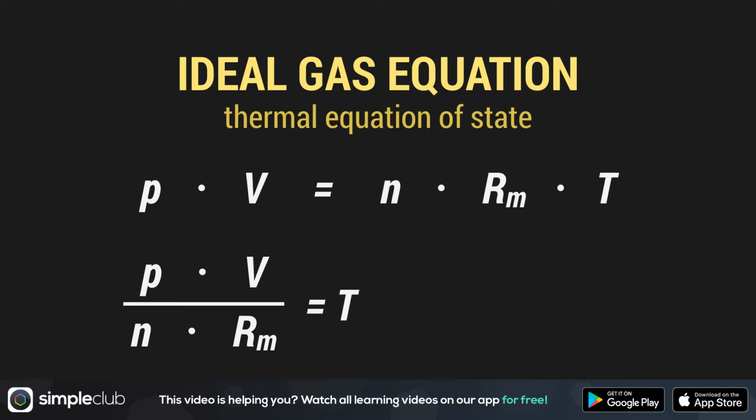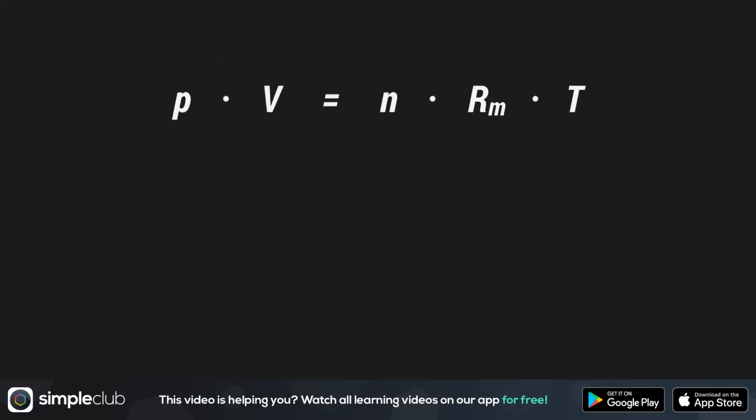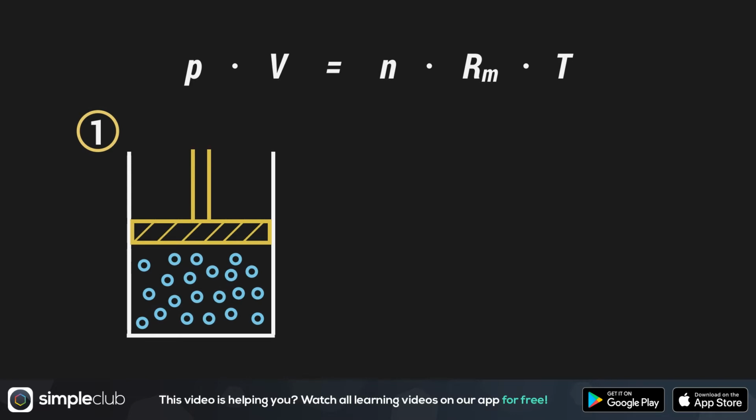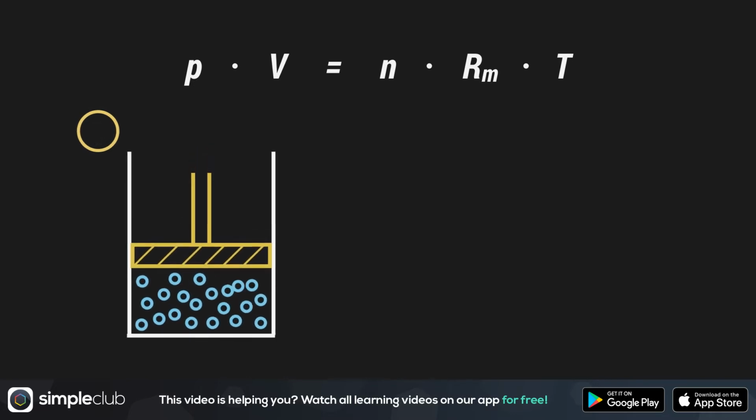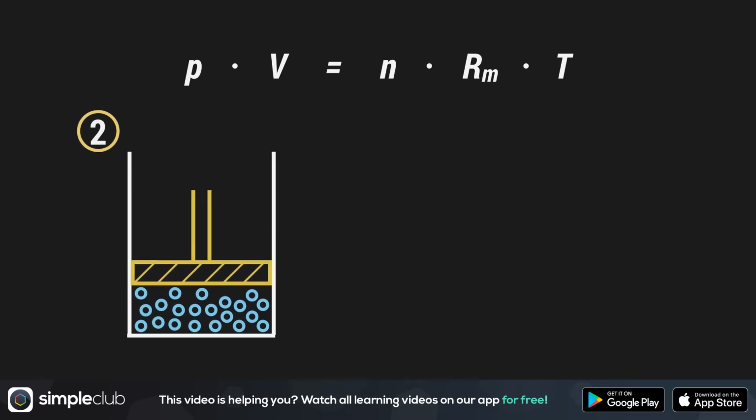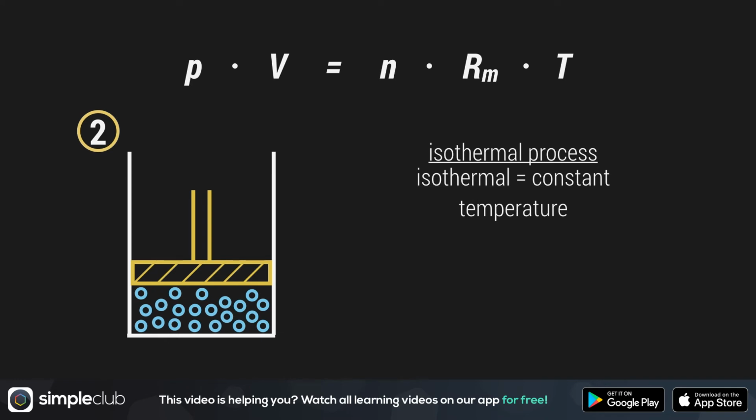But the ideal gas equation is not just great for figuring out state parameters. It's also really easy to calculate changes in state with it. Check this out. Imagine an ideal gas like this, which we have sealed off with a piston. We push this piston down so that the volume is decreased significantly. The process is isothermal, by the way. That just means that the temperature doesn't change.